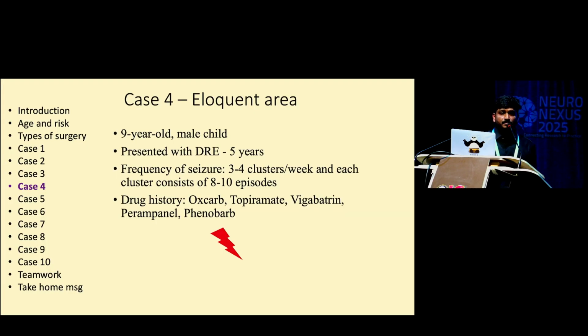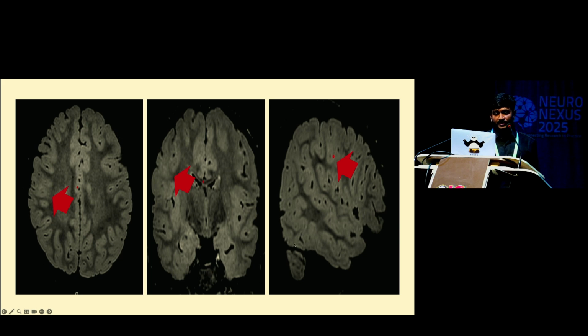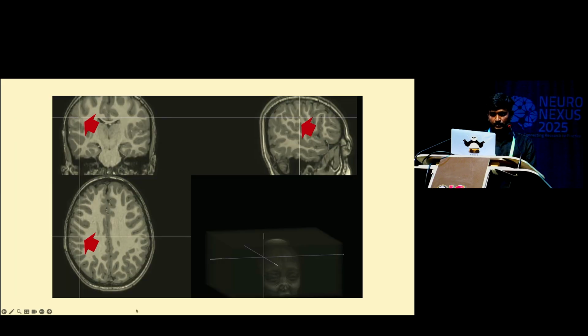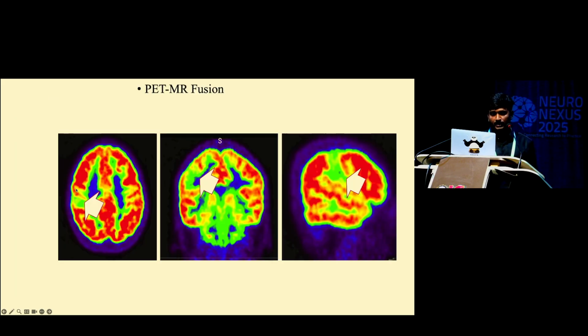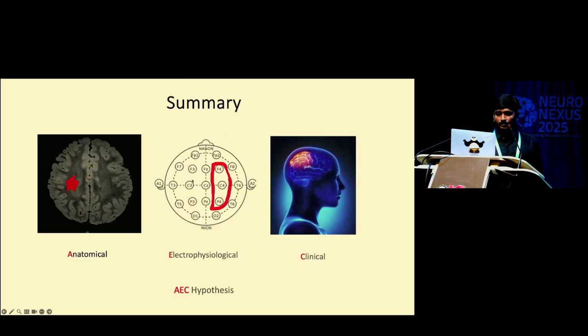This is another patient where the epileptic focus is in the eloquent area. This is a 9-year-old child with drug refractory epilepsy for 5 years. He had many clusters and was on multiple anti-epileptic drugs. He had an epileptic focus on the postcentral gyrus, which is the sensory cortex. So these are the MRI. This is T1. This is a PET, so you can see the significant PET hypometabolism. Whenever we do a workup for an epilepsy patient, these 3 things should be concordant: anatomically on imaging, electrophysiologically on EEG, and clinical semiology.